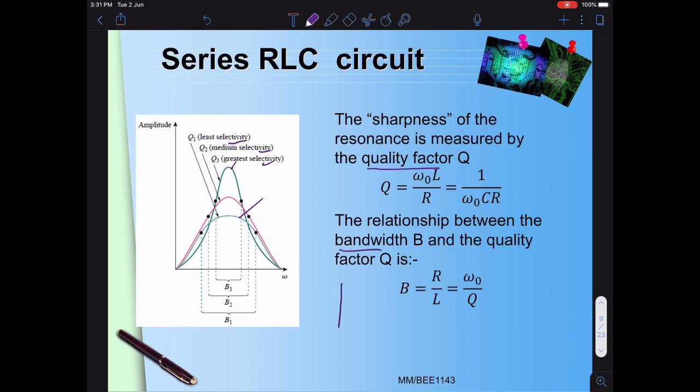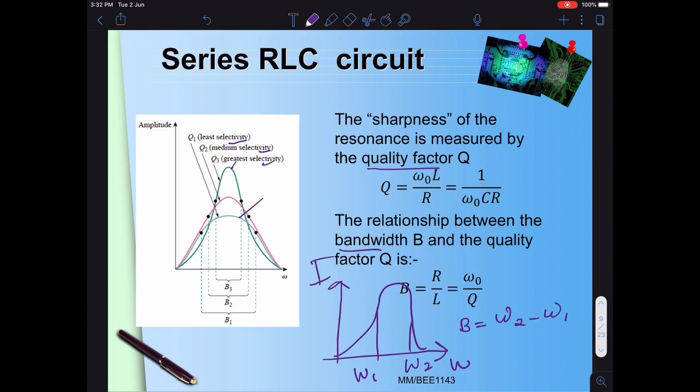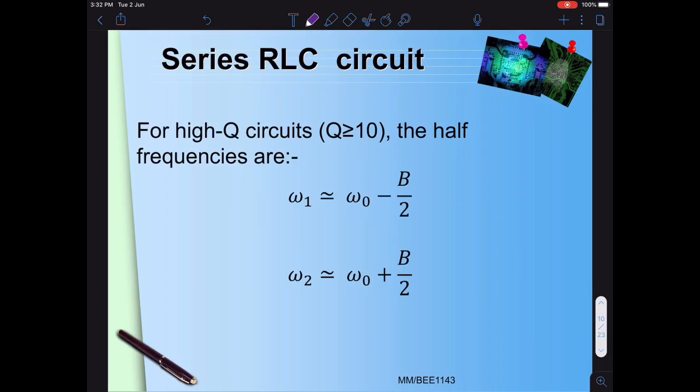If you still remember this graph, we have I here, we have omega naught, omega 1, omega 2. So what is the B for this graph? B is the bandwidth, so omega 2 minus omega 1. We also can use this formula, depending on the questions. This is the formula I talked about, for when the Q is greater than 10.